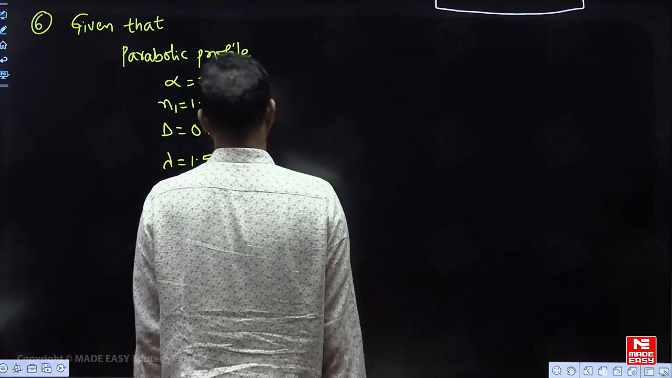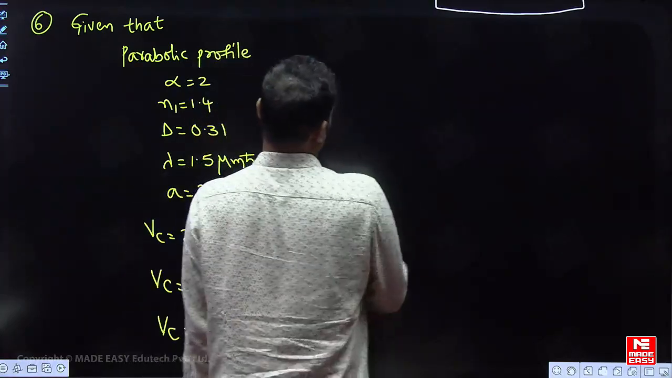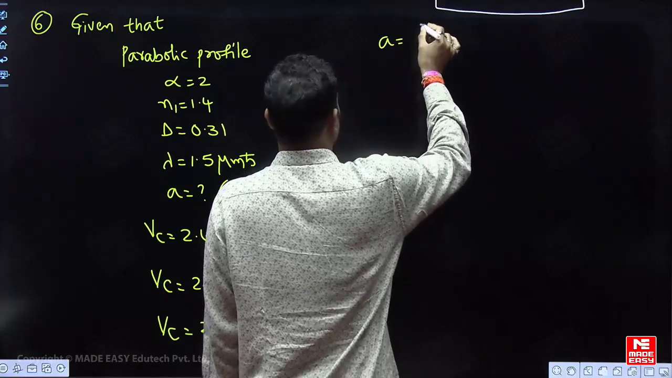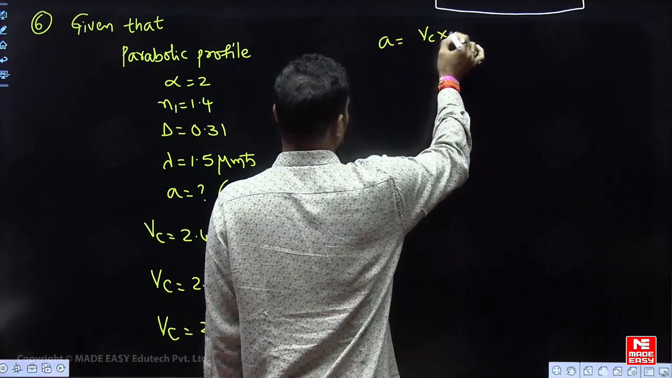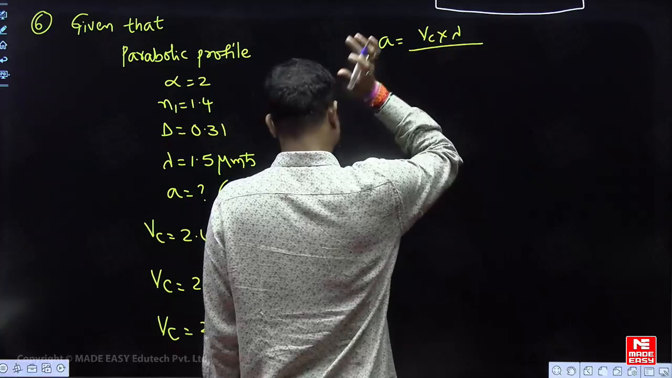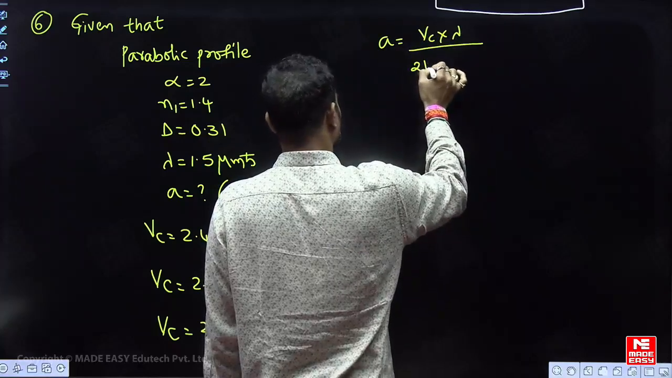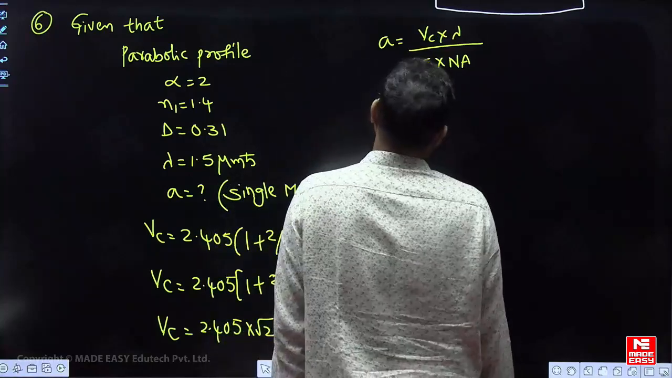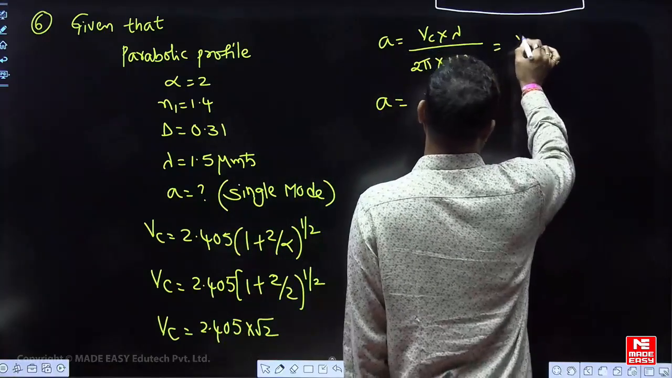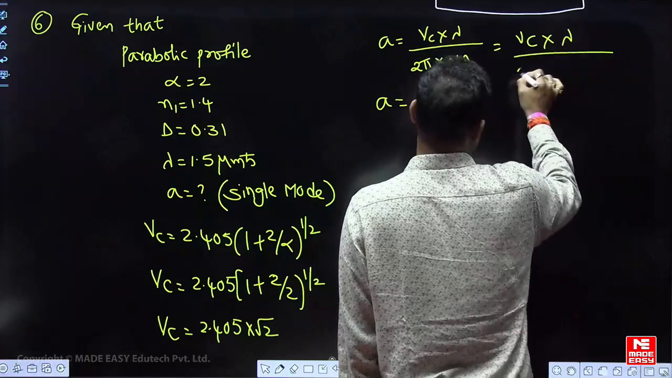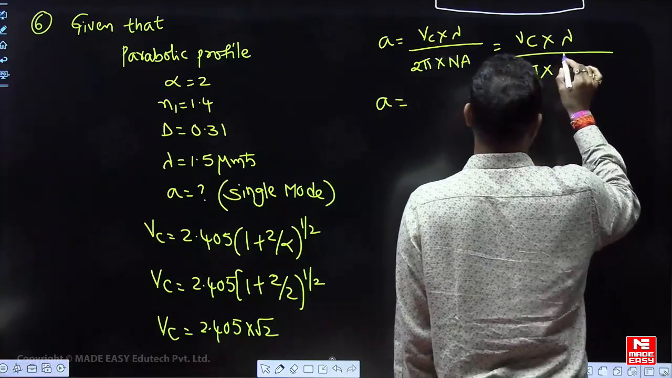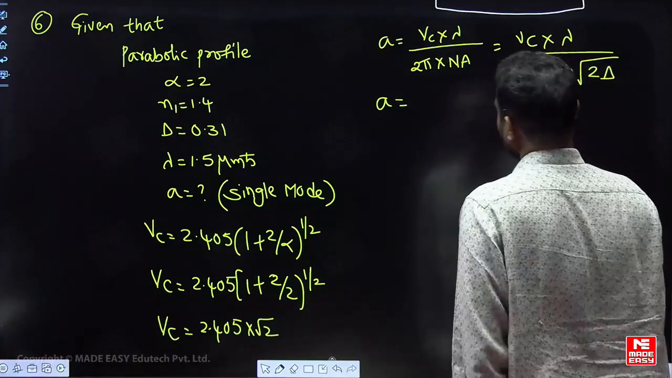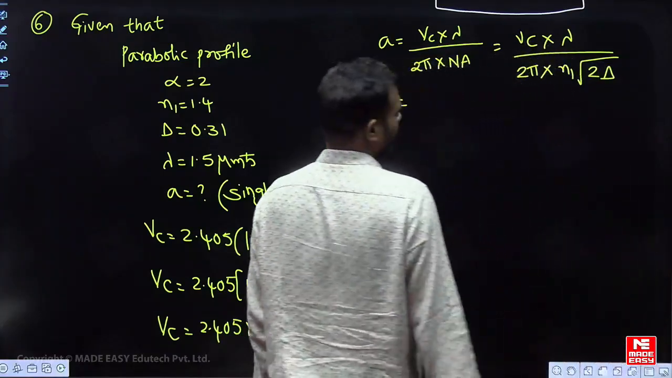So, VC. Now, you want the large core radius. What is the formula we studied? A is equal to VC into lambda divided by 2 pi into numerical aperture. This formula can also be written as A equal to VC into lambda whole divided by 2 pi into n1 into root of 2 into delta. Everybody in the class, did you get clarity regarding this?